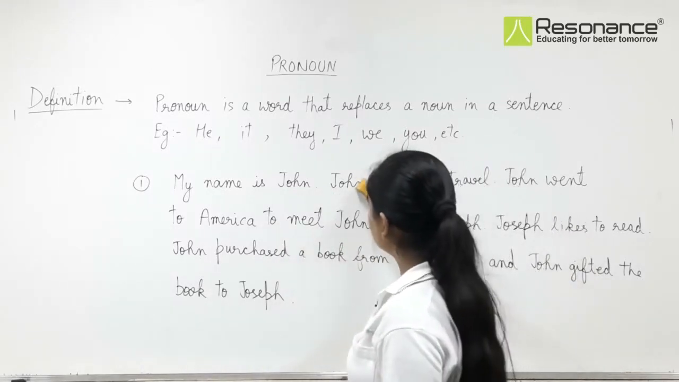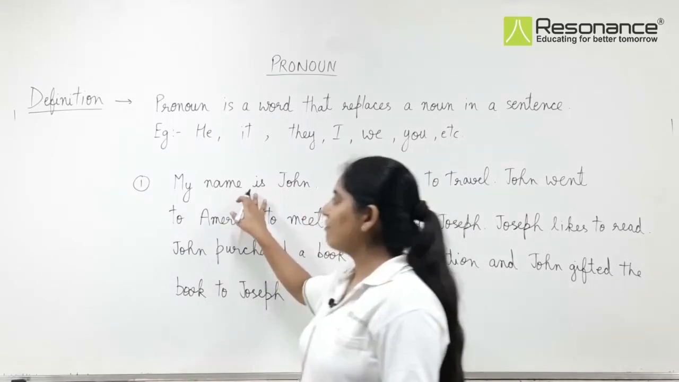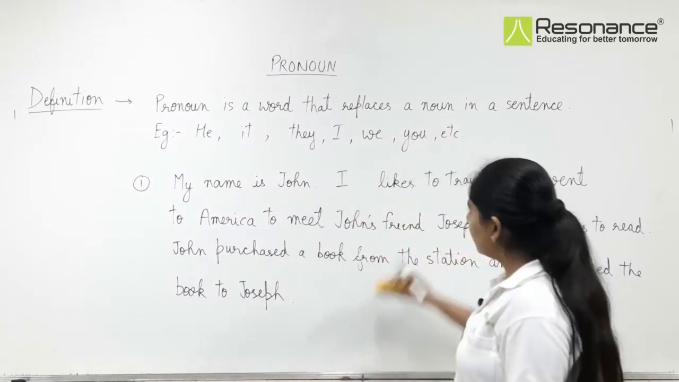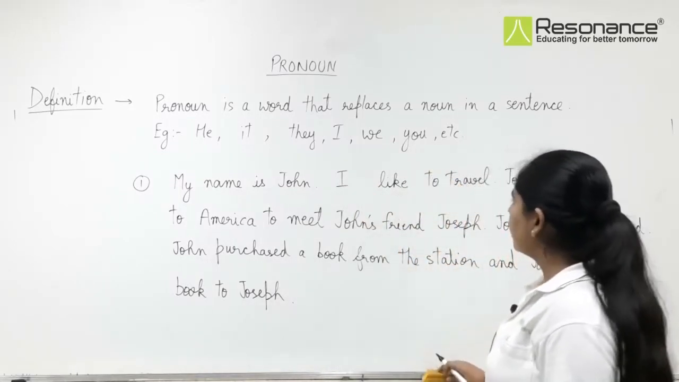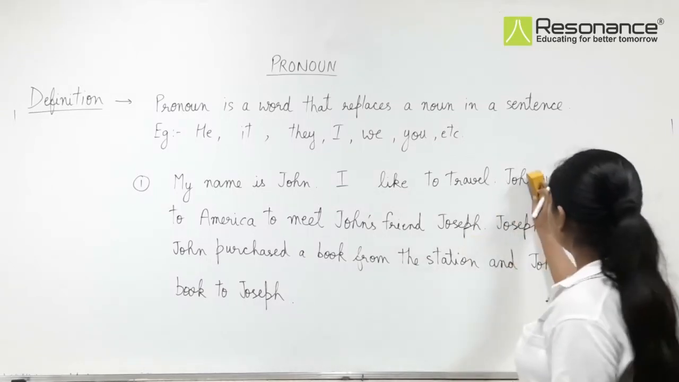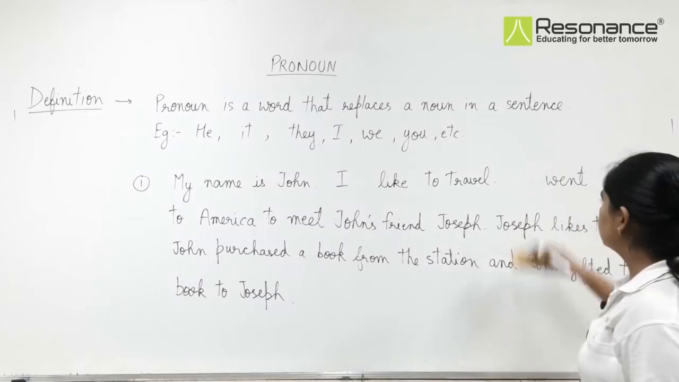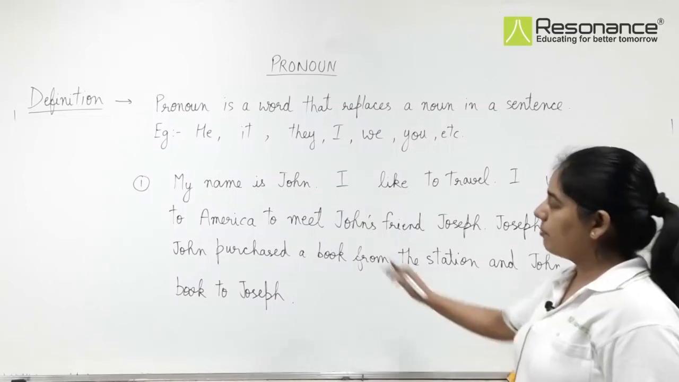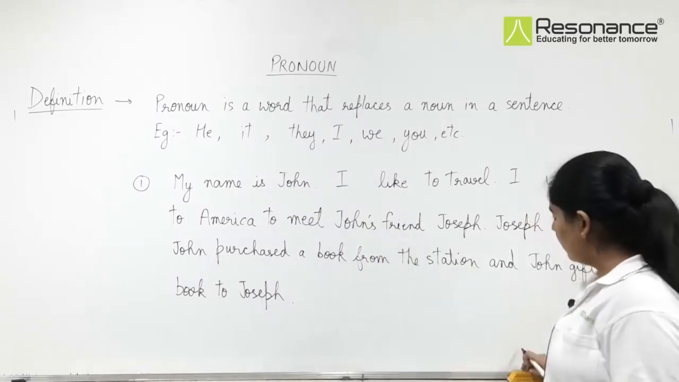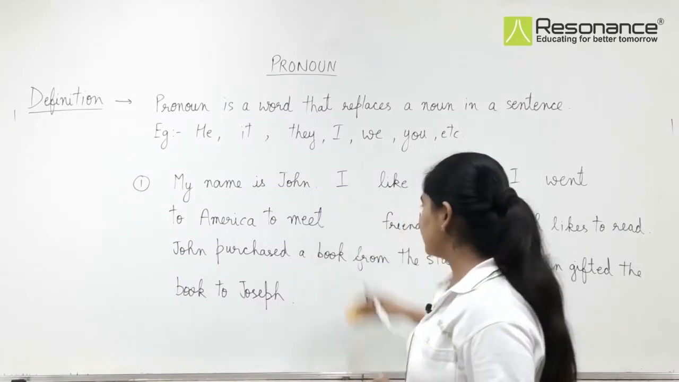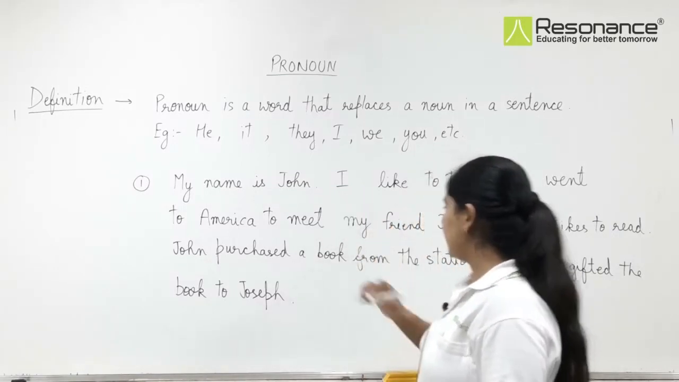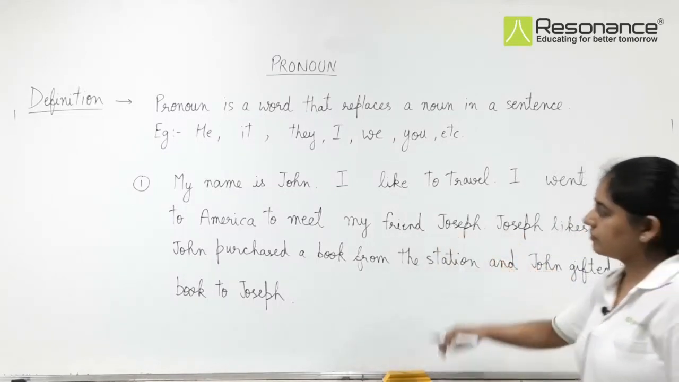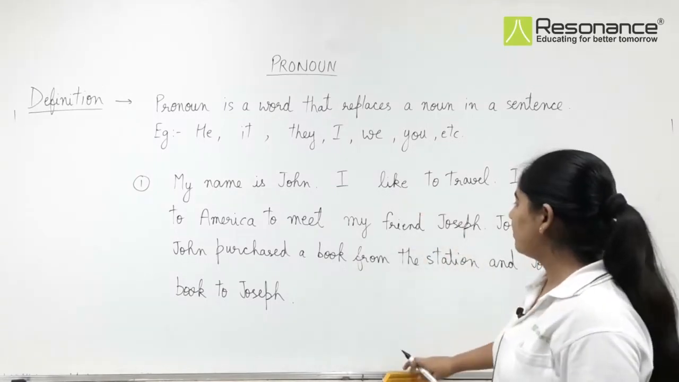Now John, who is John? My name is John. So if my name is John, then what will I use over here? I, okay, I. And then here likes will become like. I like to travel. Then again we will remove this. I went to America to meet John's friend. Now who is John? I am John, so I will write a possessive word over here: to meet my friend. Fine. What is the name of my friend? Joseph, okay. So I went to America to meet my friend Joseph.